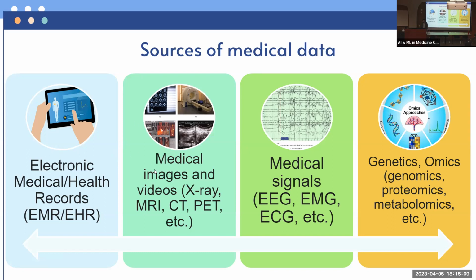We have a lot of medical images and videos. You can get X-rays, MRIs, CT scans, and a bunch of videos of, for example, a patient walking. You can do gait analysis and that sort of stuff. Medical signals come in handy a lot. And again, genetics and omics, we've talked about this in the course as well. Genomics, proteomics, metabolomics, radiomics, whatever people want to put omics in front of. There's a lot of data up and coming from this as well.